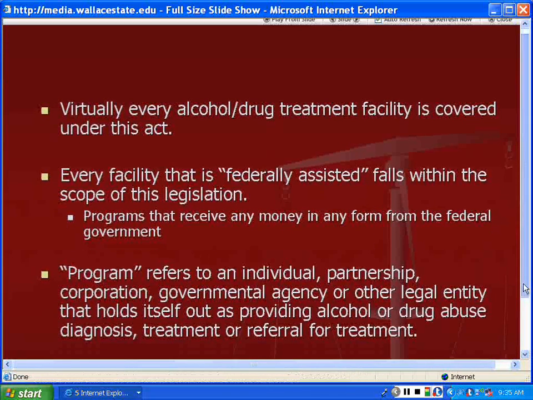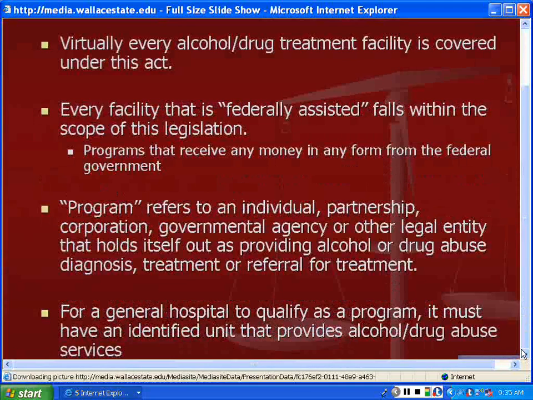Now, for a general hospital to qualify as a program, it has to have an identified unit that provides alcohol and drug abuse services. So you may work at a facility that did that. I worked at a hospital that did that, in addition to psychiatric care. But a general hospital can have a particular unit that is an alcohol and drug rehab unit within the hospital. That is a program. But only people who were on that unit and receiving treatment would fall into the category of being protected by this federal act.